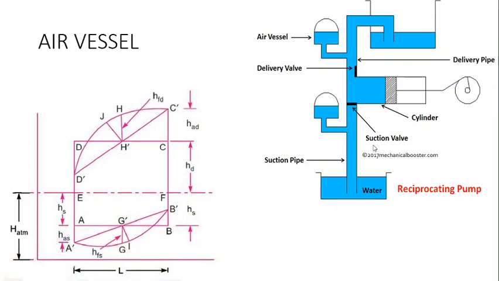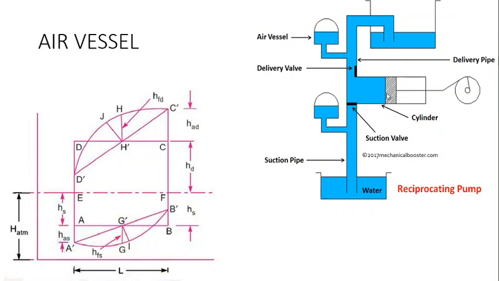Now, why do we need an air vessel in a reciprocating pump? Consider the delivery stroke. During the first half of the delivery stroke, that is from 0 to 90 degrees, the acceleration will be maximum at 0 and 0 at 90 degrees. Then the water moves at a higher velocity than the mean velocity through the pipe.